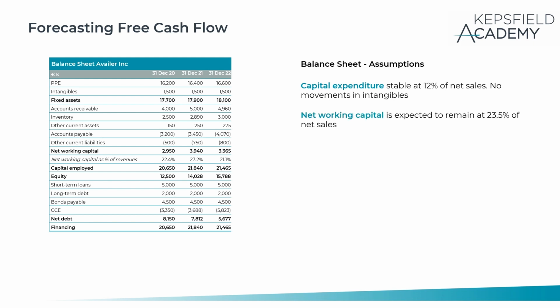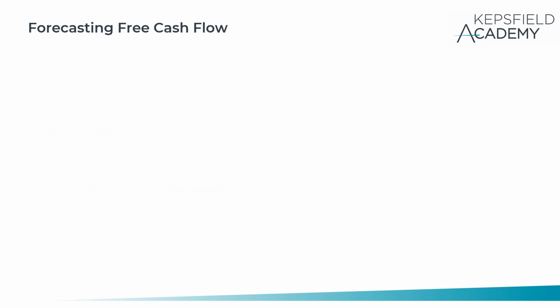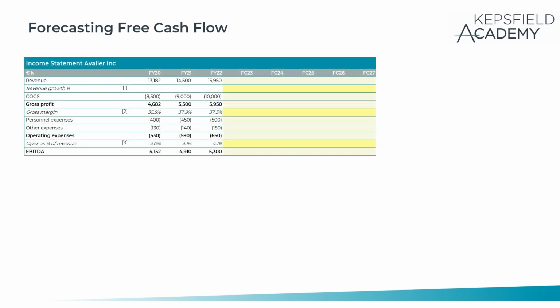Net working capital as a percentage of net sales is projected to be 23.5%, based on the average in the period 2020 to 2022. Based on the assumptions, we first project the income statement. First, we calculate net sales based on the projected net sales growth, which decrease from 10% to 2% per annum.